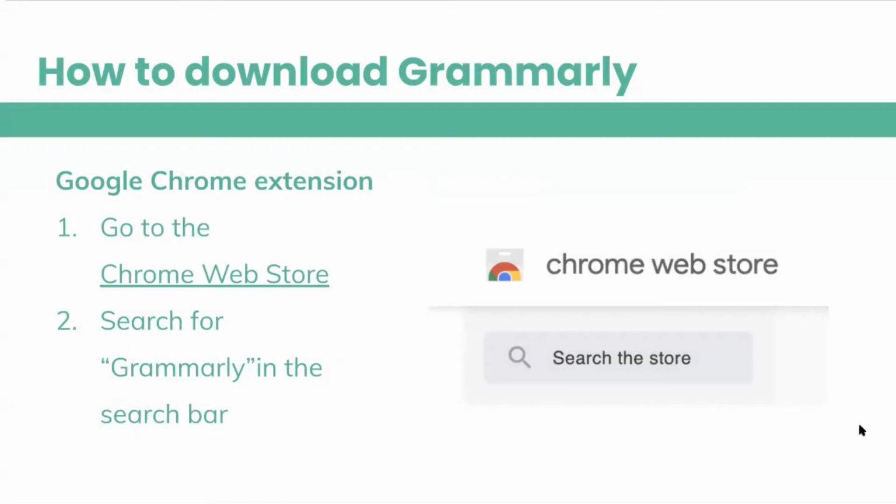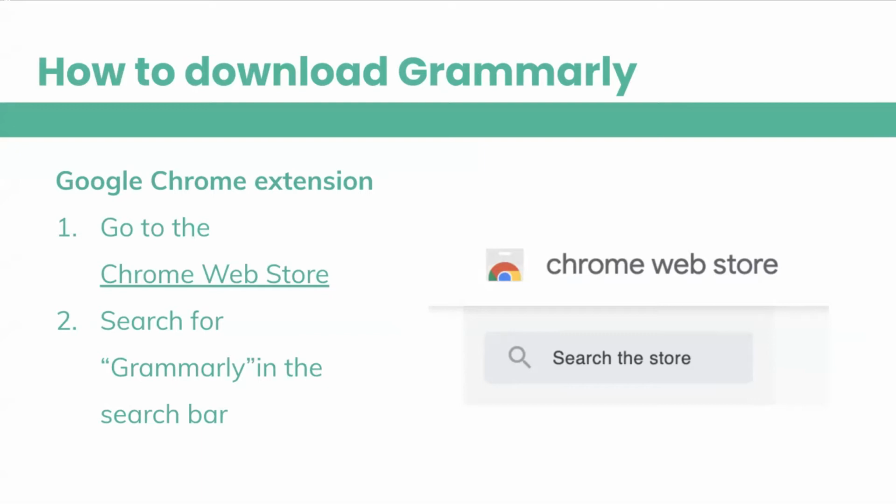Now, how to download Grammarly. The Google Chrome extension can be downloaded by going to the Chrome Web Store. And you can access this store by either clicking on the underlined link here when you receive a copy of the presentation, or you can simply type into your search engine, Chrome Web Store, and you'll be able to click on the first link that comes up.